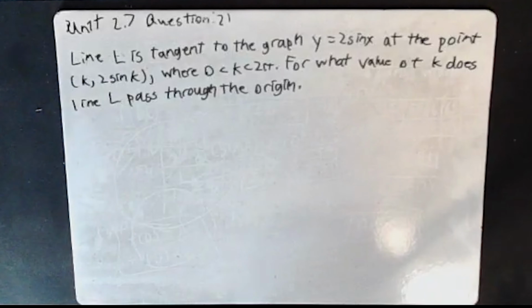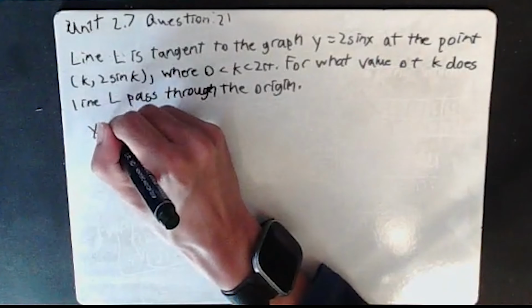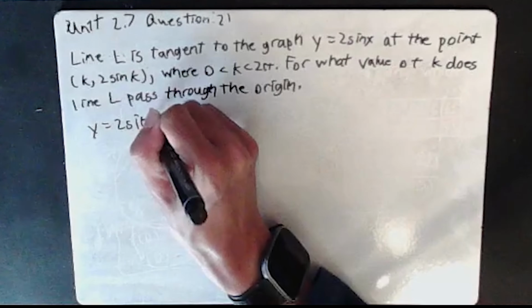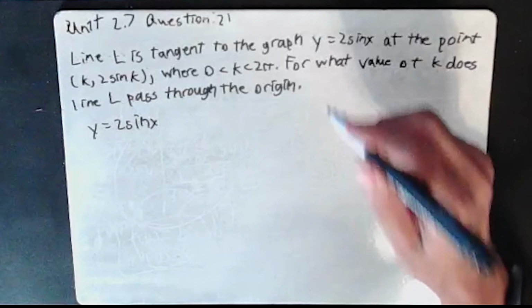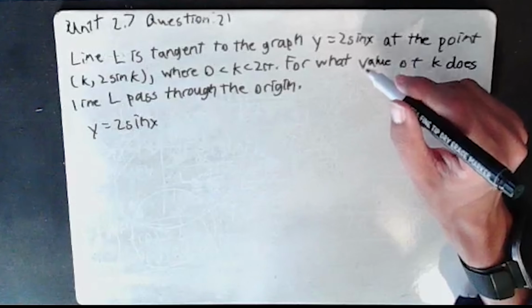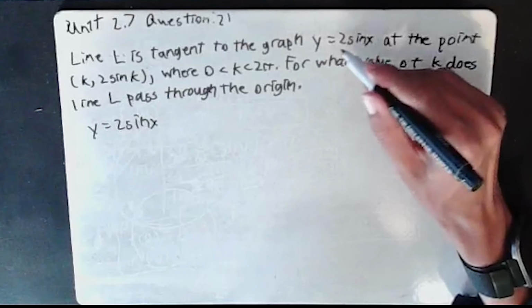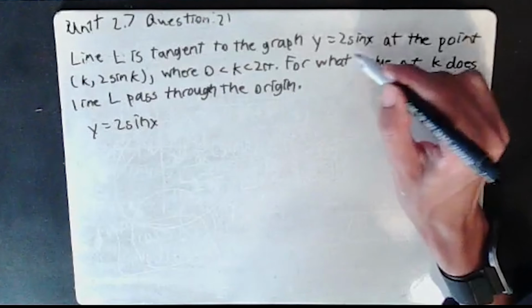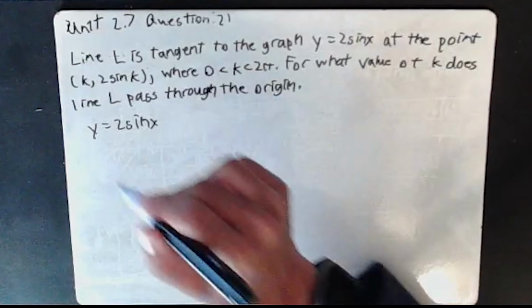Okay, let's start by dissecting this question. Let's start by writing down our graph, y equals 2 sine x. This is a huge question. We have line L, which is tangent to this graph, which means line L has a slope equal to the derivative of this when x is equal to k.